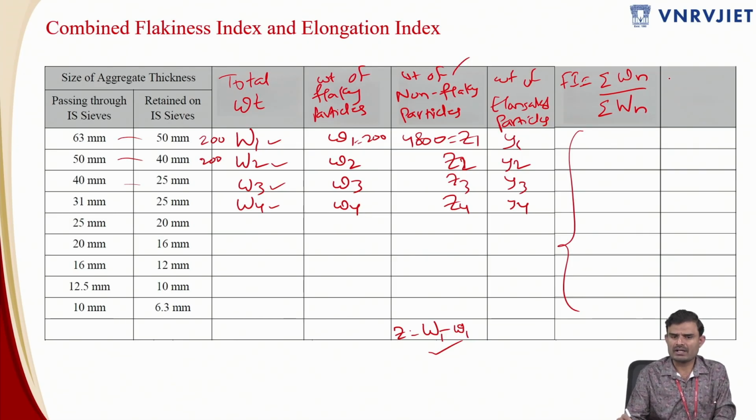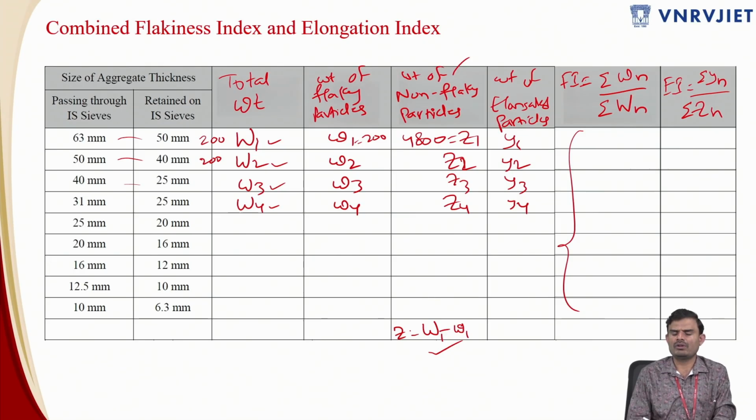Next one, similarly, here elongation index is equal to summation of small yn. It is not something else. It is yn, which is nothing but the elongated particles in size range 63 to 50 like that, divided by capital Zn. In the denominator it is the summation of non-flaky particles. I repeat, flakiness index is nothing but the weight of the flaky particles divided by the total weight of the 200 aggregate particles you have taken with respect to size ranges.